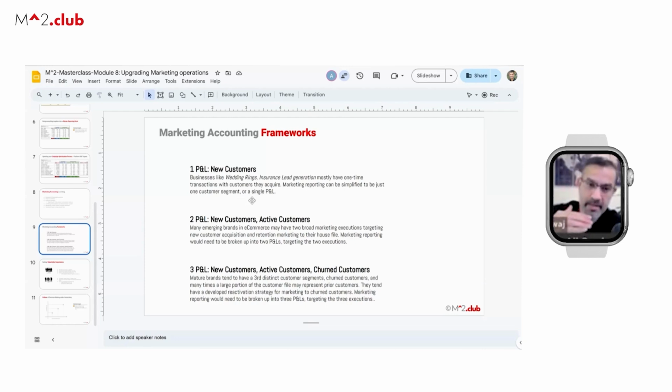Then there are some emerging e-commerce businesses, like DTC brands, that usually start with new customer acquisition and add retention marketing. At that point, they have some churned customers, but they still haven't gotten around to really thinking about reactivating them, and they haven't gotten to that kind of execution. So they really are thinking about the world in a two P&L framework: acquiring customers and retention marketing. How do I talk to my existing customers in a profitable way and drive profit through that, right?